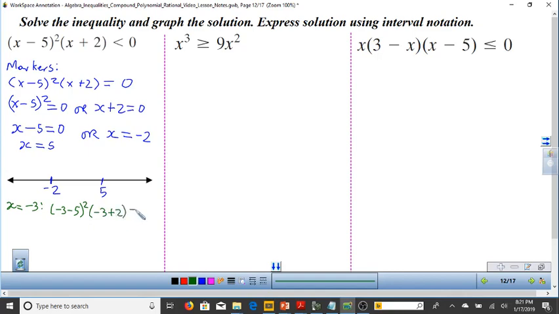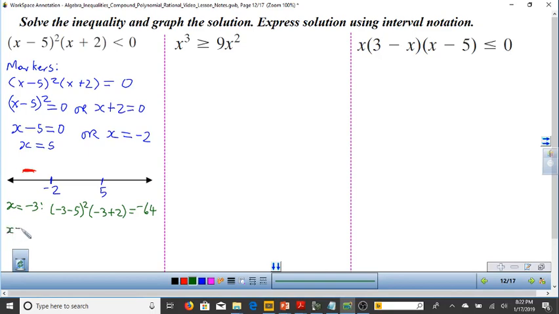Negative 3 minus 5 is negative 8, and we square that, we get positive 64. Negative 3 plus 2 is negative 1. Positive times negative is negative. So since we have a negative result, that means this region will give you negative answers. Then we try a number between them, between negative 2 and 5.